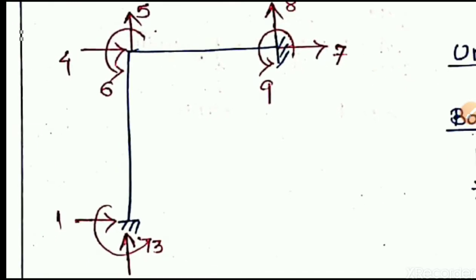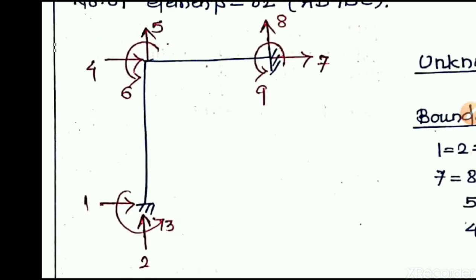At A support 1, 2, 3: horizontal translation, vertical translation and 3 is rotation. At B support 4, 5, 6: 4 horizontal translation, 5 vertical translation, 6 rotation. At C joint 7, 8, 9: 7 horizontal translation, 8 vertical translation, 9 rotation. You have to maintain the same sequence. At each node first represent horizontal translation, second vertical translation and third rotation. Here the arrows mention the translation and the circular arrow represents rotation.